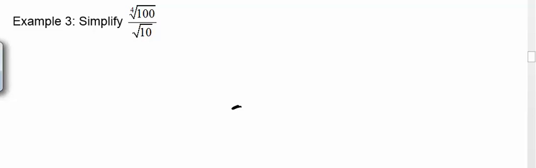Simplify the fourth root of 100 over the square root of 10. Since the indexes are different, we can't simplify this at the beginning. So before we get into actually simplifying this problem, let me review a concept.